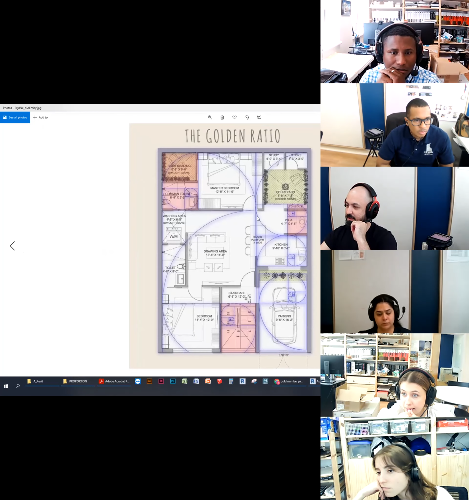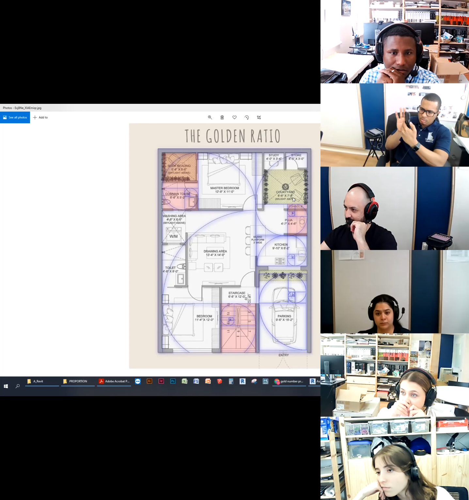Another example here, it's more clear in this one. What happened here? You can see the rectangular space here. They divide it in thirds, they have the master bedroom already. They divide in thirds, they have the bathroom and this book reading area. What happens here? They divide it.